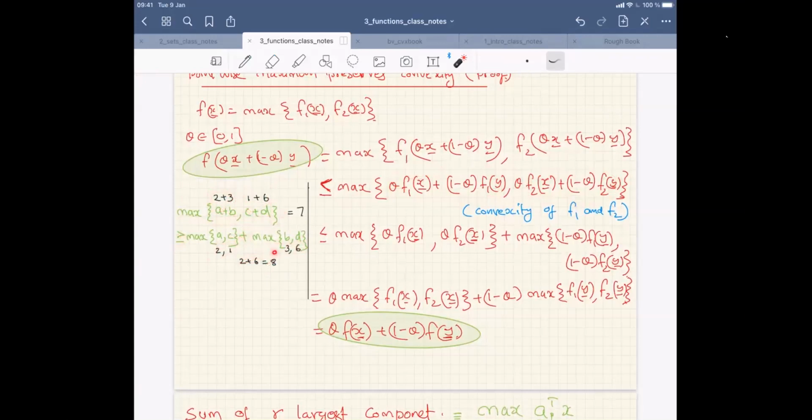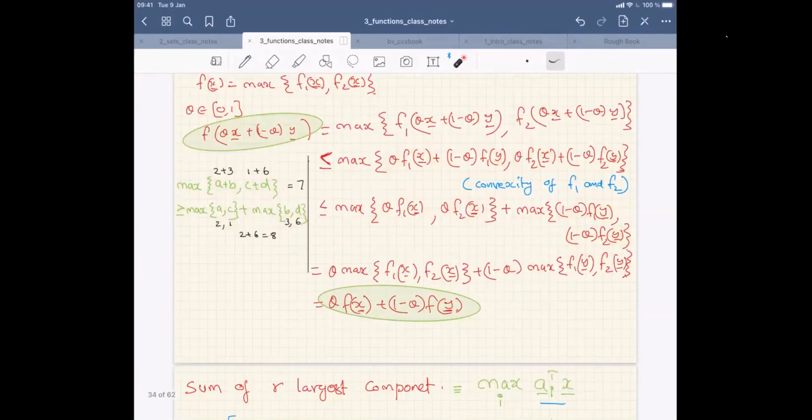So that's what I'm doing here. I pick these two guys here and take the maximum of that, and the next two guys here, take the maximum of that. But then the inequality sign will be opposite, right? Because first function is 7 and second is 8. 7 can be greater than 8, right?